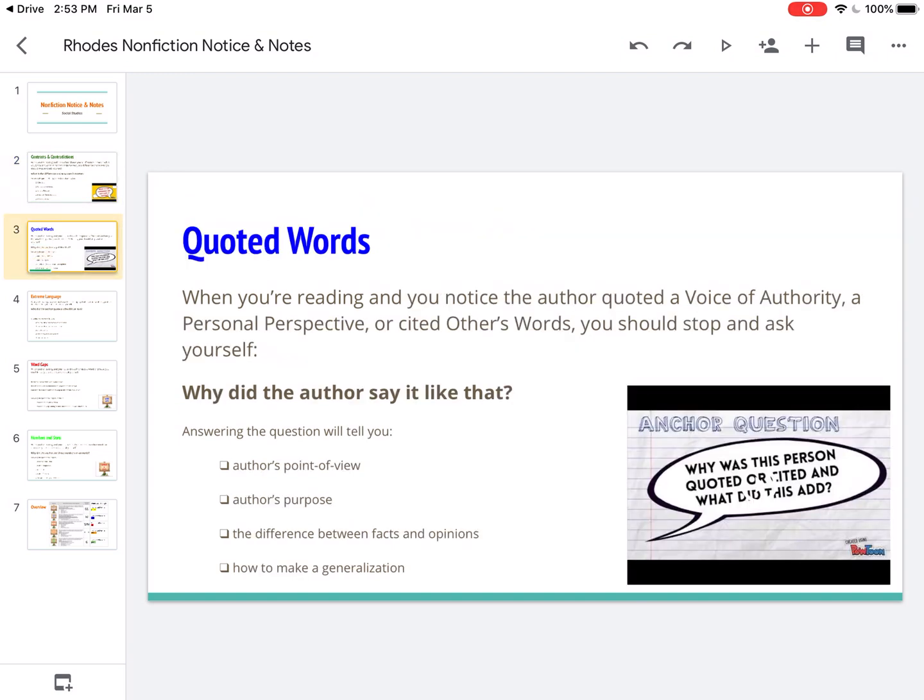Another notice and note strategy that you should be using when we are reading nonfiction text is when you're reading and you notice the author's quoted a voice of authority, a personal perspective, or cited other words, you need to stop and ask yourself the following. Why did the author say it like that? What's the purpose? What's the point? Okay, so you want to look at the author's point of view, again, the author's purpose, the difference between facts and opinion. This is crucial in our class especially, and how to make generalizations.